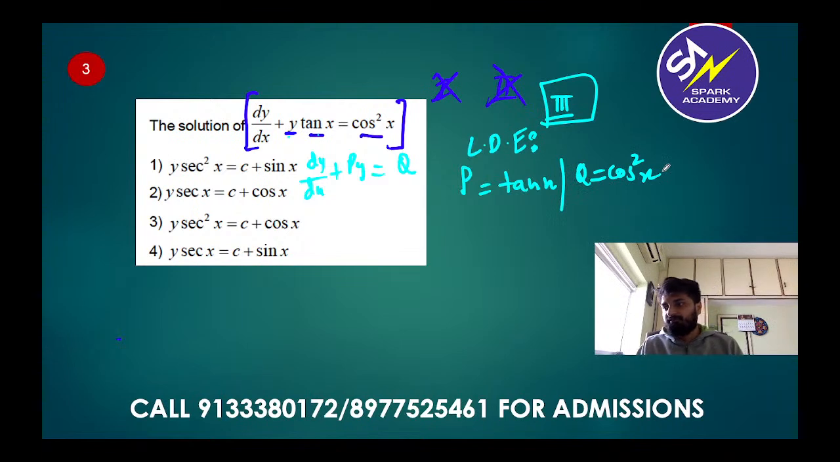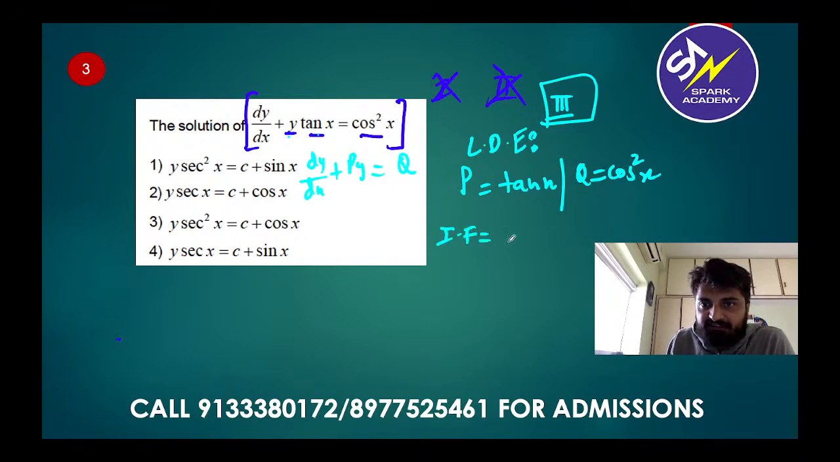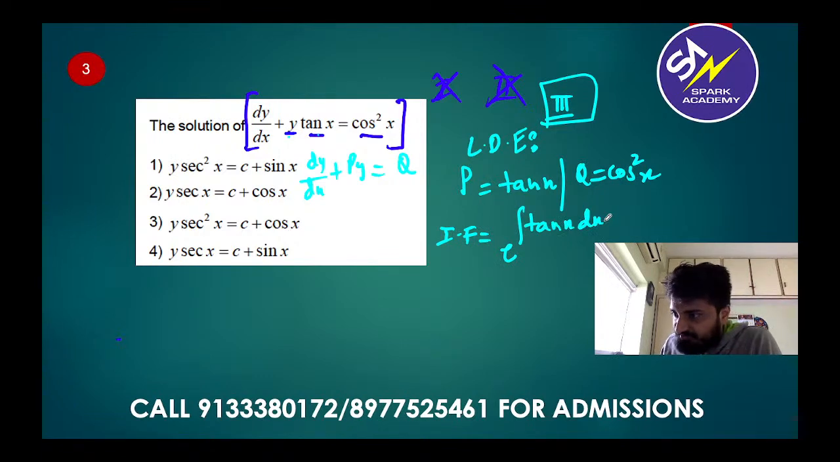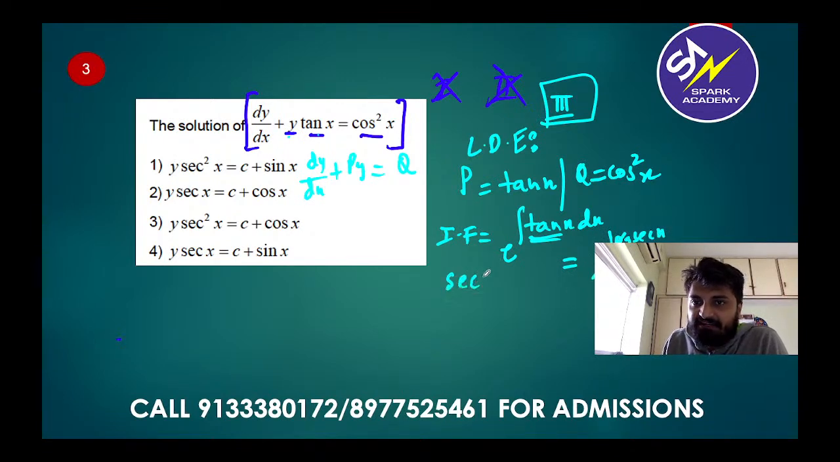Right? Everyone? Yes. So first I have to find out integrating factor. How do you find out integrating factor? e power integral p dx. So e power integral tan x. Integral tan, you know, log mod secant x. So e and log will get cancelled. Integrating factor here is secant x.